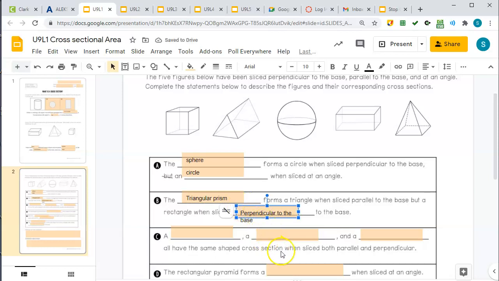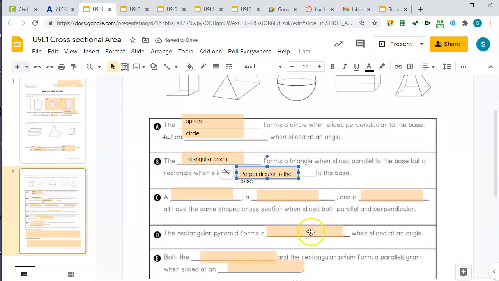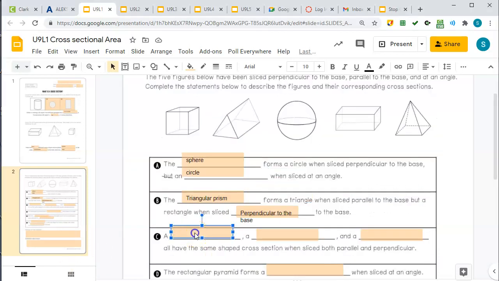Alright, a blank, and a blank all have the same shape cross-section when sliced parallel and perpendicular. Alright, so, well, we already talked about the sphere. No matter which way you cut it, it'll always look like a circle.